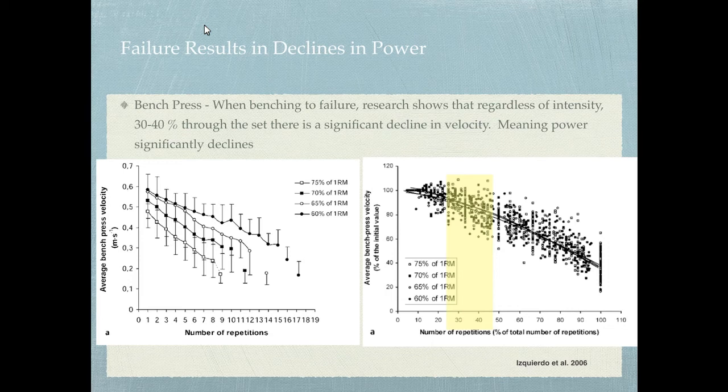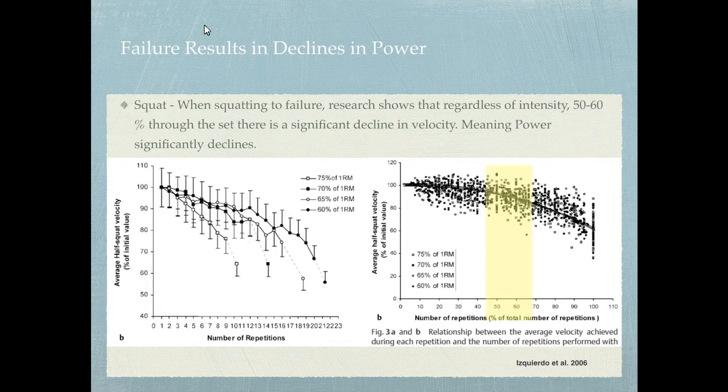Okay, so if you can hit something for a set of 10, then you might do 3 to 4 reps with it, maybe 5. For legs, we see it's 50 to 60%. So if you have a 10 RM, you probably do a set of 5 to 6.